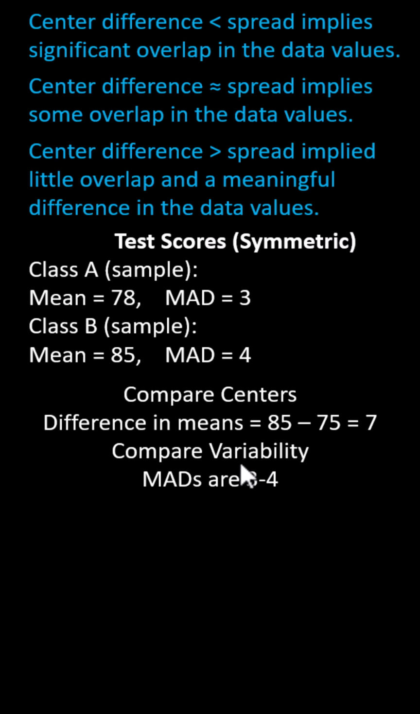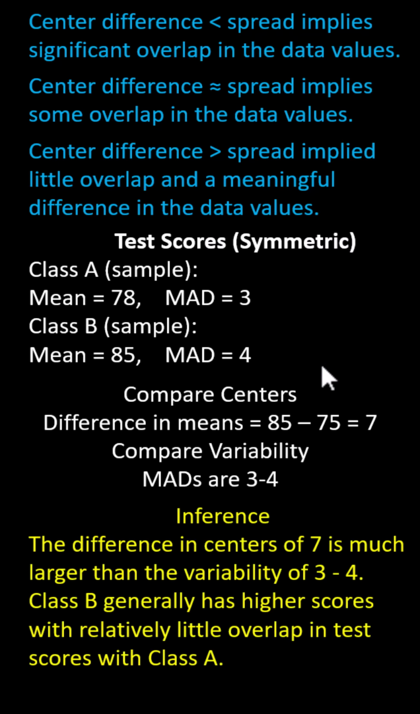Notice in this case, the center difference is greater than spread or variability, which does imply little overlap, meaning a meaningful difference in data values. Let's state the inference as the difference in centers of 7 is much larger than the variability of 3 to 4. Class B, which has the larger mean, has higher scores with relatively little overlap in test scores with Class A.